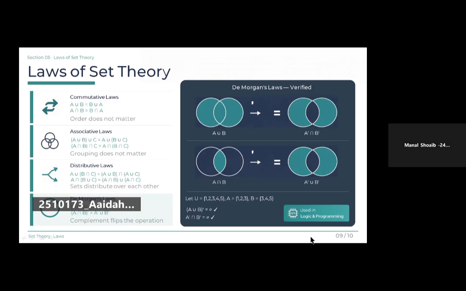The most important law is De Morgan's law. It explains relationship between union, intersection, and complement. One rule is (A union B) whole complement is equal to A complement intersection B complement. The elements which are not in A or B are the same as the elements which are not in A and also not in B.